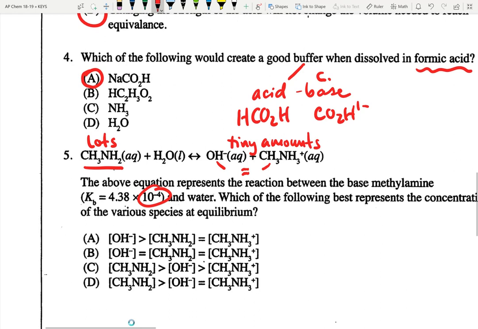Go down here to your choices and find one of the options where OH ion is equal to CH3NH3 plus. And in fact, looking at it, there's only one. It's right here. Those two things are shown to be equal. Okay, right here in the last one. Does the rest of that choice hold up? Those two things should be quite a bit less than the CH3NH2 that was present. Or as it's written here, the amount of this original stuff is going to be greater than the amount of the products being made. The original amount of methylamine will remain far greater than the products being made. So this works out great as D.